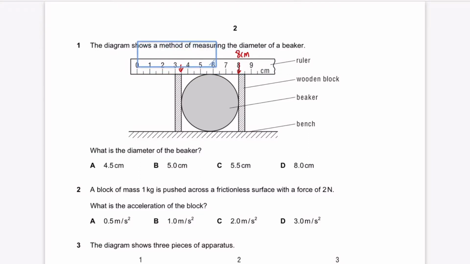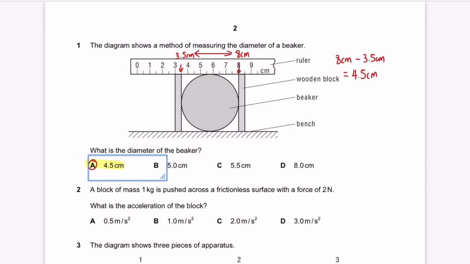If we read the first one, it'll be the 3.5 centimeter mark. Is that the end? No. We need to find the difference between these two numbers in order to find the diameter of this beaker. So we need to deduct 3.5 centimeter from 8 centimeter. You can use mental maths or you can use your calculator, which is easier for you to do so. So that will be 4.5 centimeter as shown in option A.